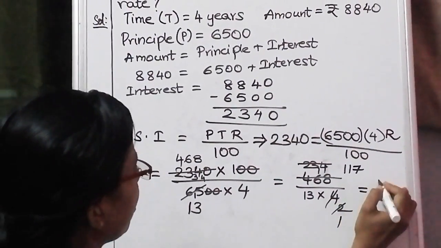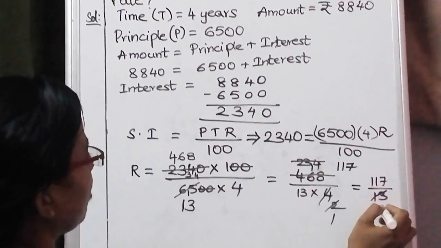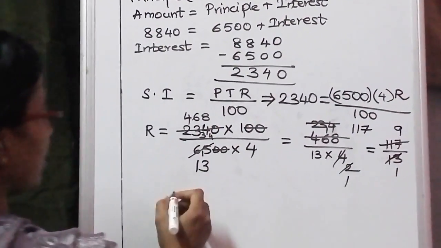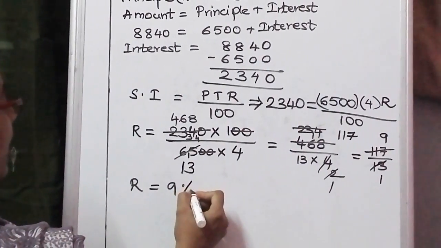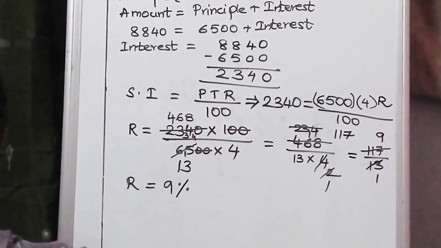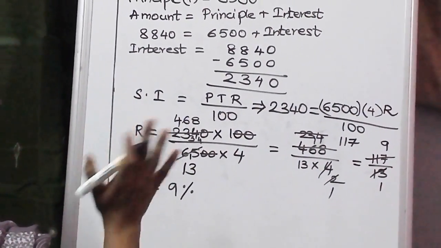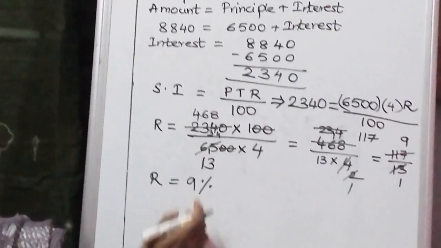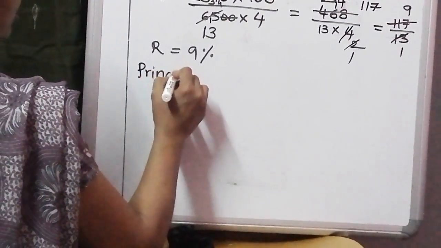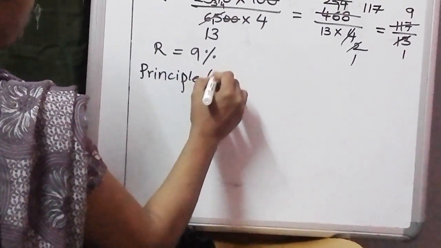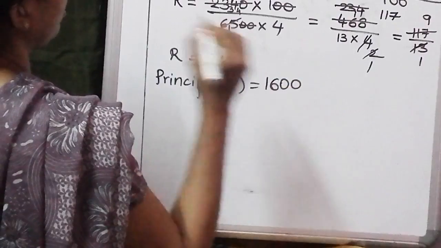So here what is left? 117 divided by 13. So 13 ones are 13. 13 nines are 117. So you got the rate of interest as 9%. So the first part is completed. Now let us do the second part. The second part, principal amount, they have given in the question as principal P is equal to 1600.